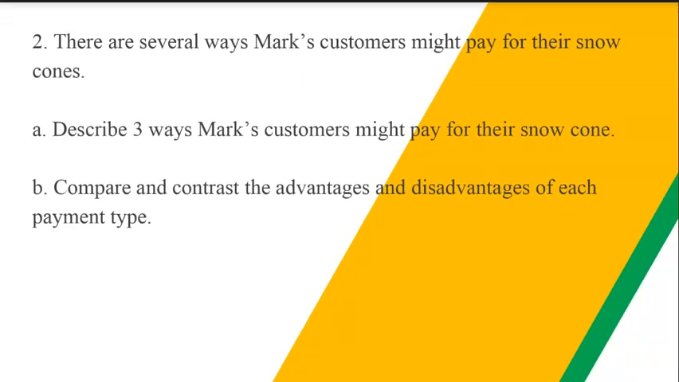Tuesday. Problem 2. There are several ways Mark's customers might pay for their snow cones. A. Describe 3 ways Mark's customers might pay for their snow cone. B. Compare and contrast the advantages and disadvantages of each payment type. This concludes Tuesday's assignment for problem 2.